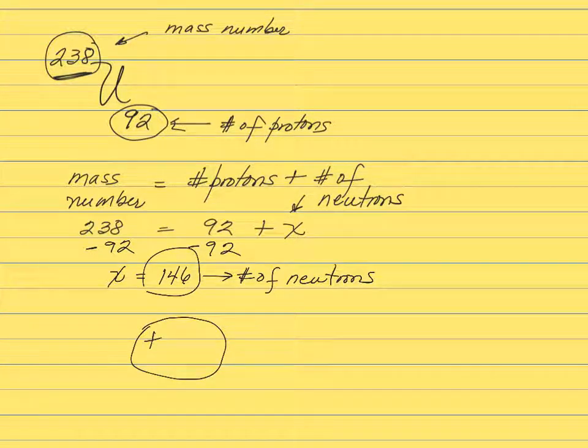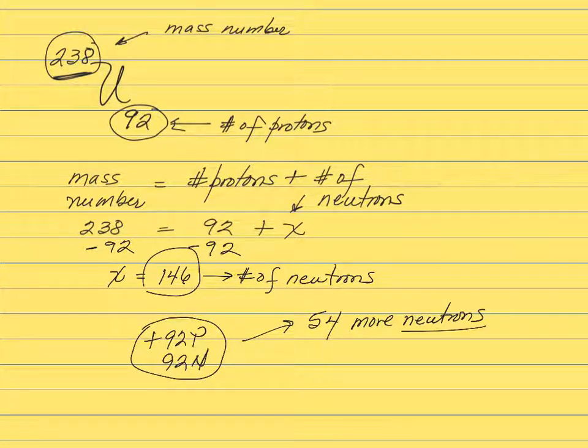See, in a stable atom, if I have 92 protons, I should have 92 neutrons. Is that the case? Do I have 92? No. How many more do I have? I have 54 more neutrons. Miss Ramos, how do you find that number? 146 minus 92, then you get the 54.